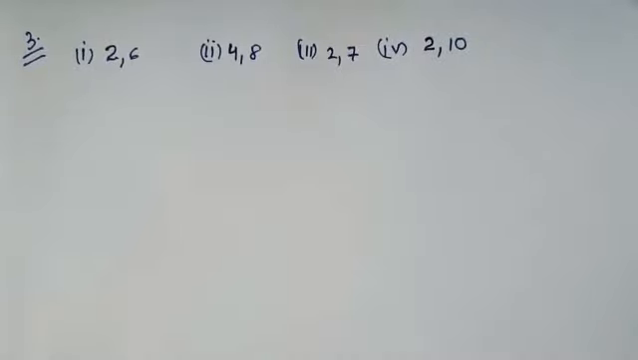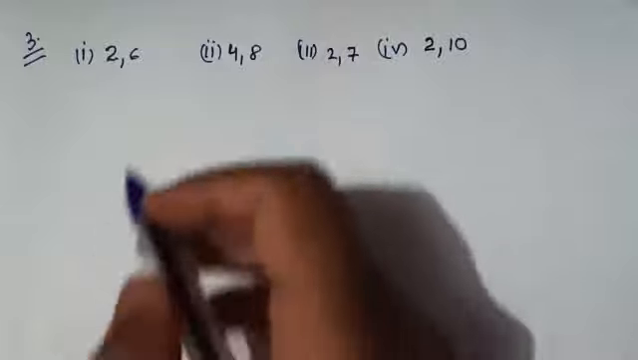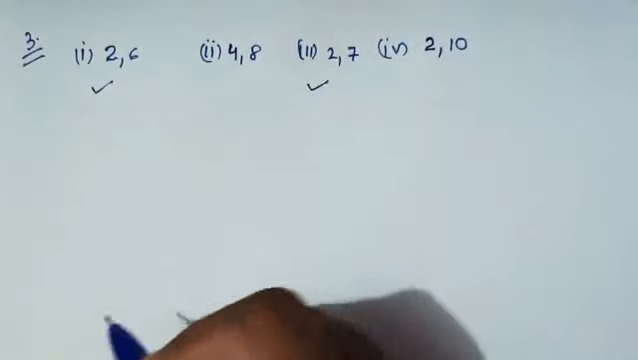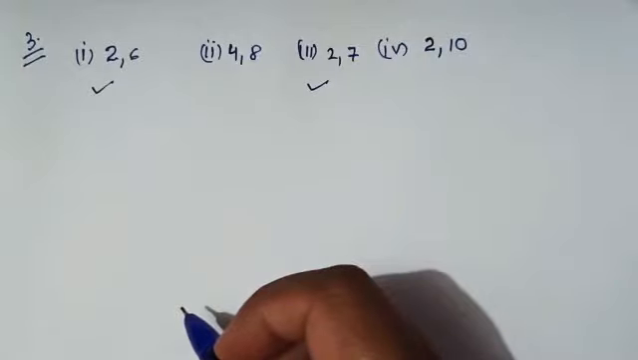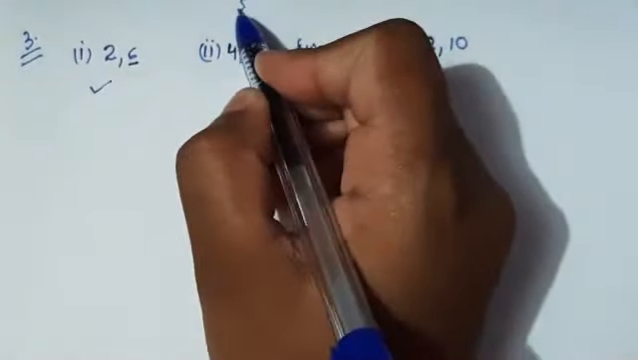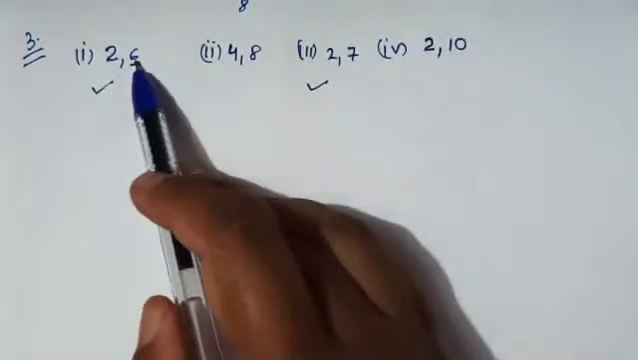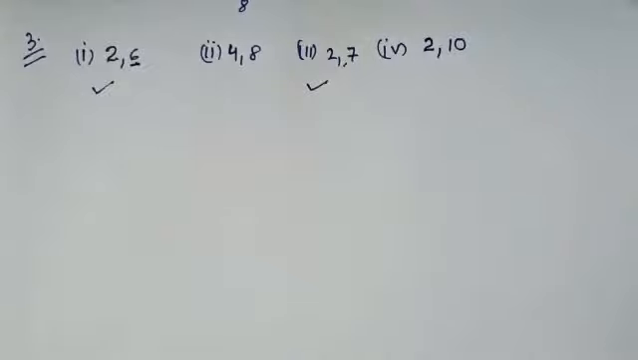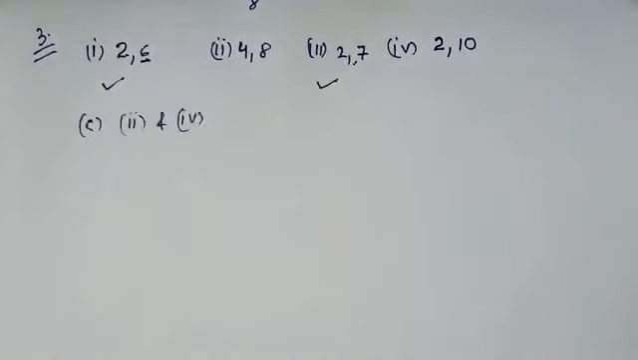So out of these, the first case is correct and the third case is also correct, because the maximum number of electrons that can be filled in the outermost shell, that is second shell, is 8. So the first and third option are correct and second and fourth option do not represent. So the answer is C option, second and fourth.